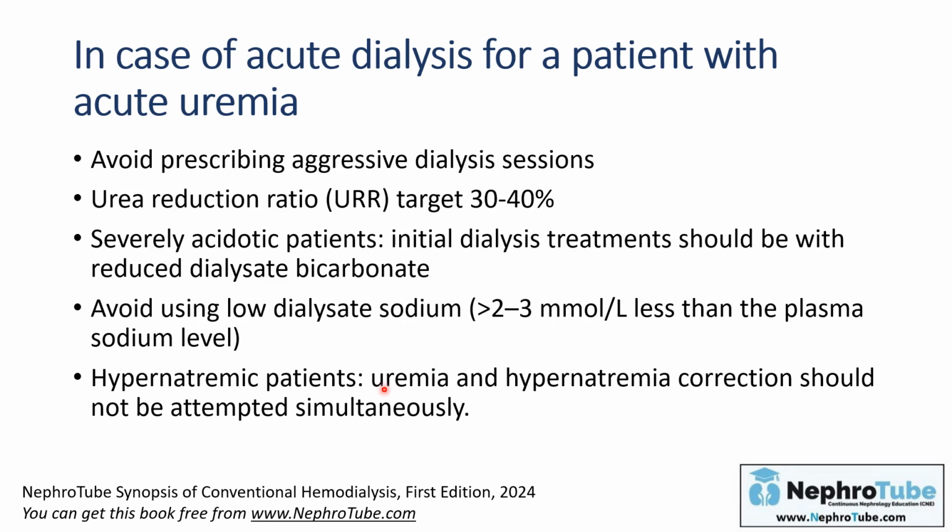One opinion is to correct uremia first by hemodialysis, maintaining the dialysate sodium level near the plasma sodium level of the patient to avoid the correction of hypernatremia. Then you can correct hypernatremia later by using 5% dextrose after the dialysis session, if the patient is not hypervolemic. These are the lines to prevent disequilibrium in acute dialysis for patients with acute anemia.